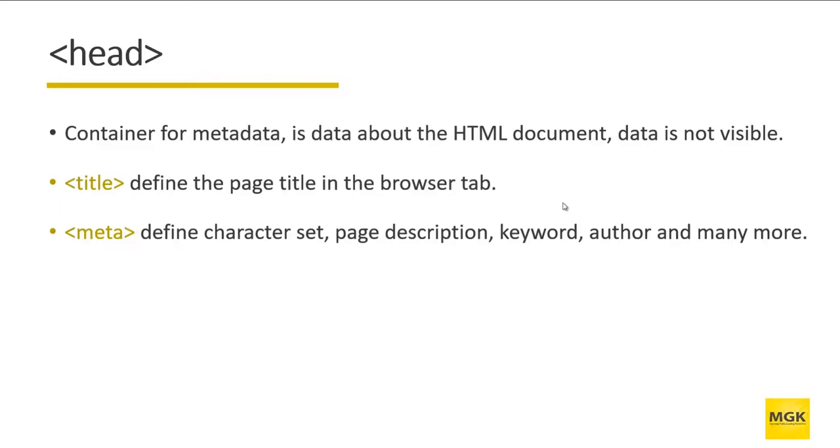If you are using ASCII codes, or other languages like Chinese, Japanese, or others, you have to define the character set in your meta tag. And other things, page descriptions, keywords, which help SEO with indexing, author name and many more.